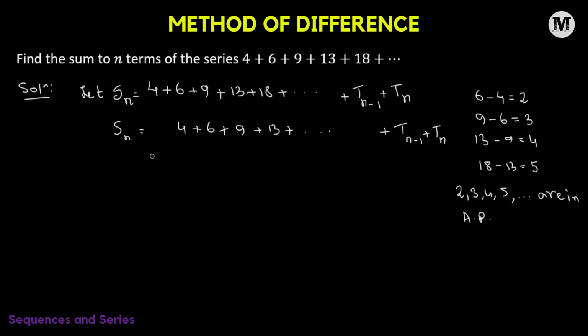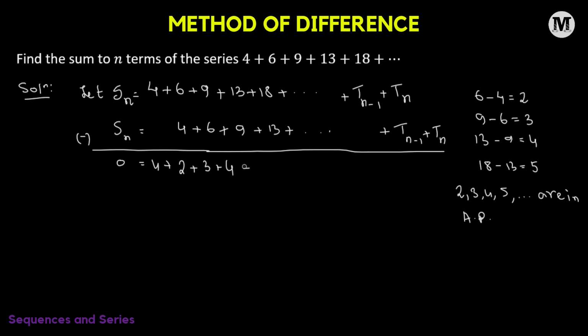What we'll do now, we're going to perform a subtraction. We're going to take the difference of the two series. So on the left hand side, Sn minus Sn, that's simply going to give us 0. Next, we have 4 added to. So 6 minus 4, that's going to be 2. 9 minus 6, that's 3. 13 minus 9, that's 4. 18 minus 13, that's 5. And this goes on. Then till we get Tn minus Tn minus 1.